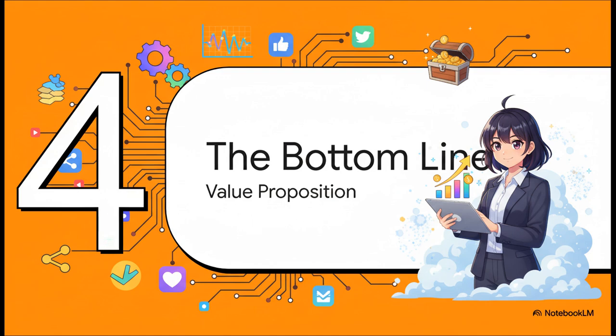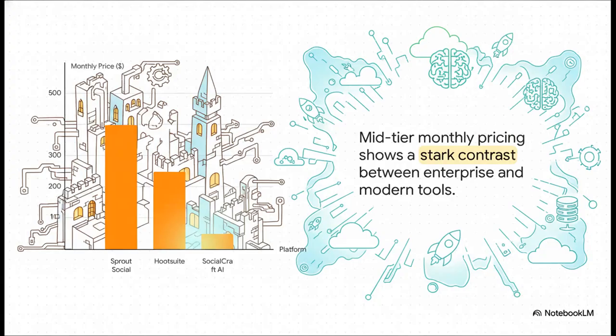Okay, let's get down to brass tacks. All this cool tech is great, but what's the actual bottom line advantage here? What do you get by going all in on an algorithmic first approach? Well, first up, let's talk about money, because the difference is pretty staggering. If you look at the mid-tier plans for the big enterprise tools like Sprout Social or Hootsuite, you're talking hundreds of dollars every single month. But because SocialCraft AI is built on that efficient, modern serverless stack we mentioned earlier, it can deliver its power for just a tiny fraction of that cost. This suddenly makes some seriously advanced tech available to way more people.